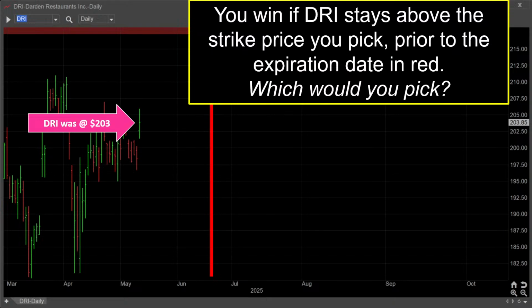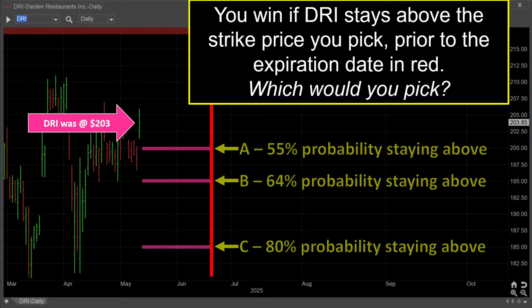Now, the next thing I'm going to do, I'm going to go to my broker or my software, and I look at the probability of the puts. Every option strike price has a probability associated with it. So I'm going to go out to the June options, and if I look at the puts, I would see that the $200 put gives me a 55% probability of staying above that price for the next 30 days until expiration. What is that probability based on? It's based on the statistical and historical movement of the stock.